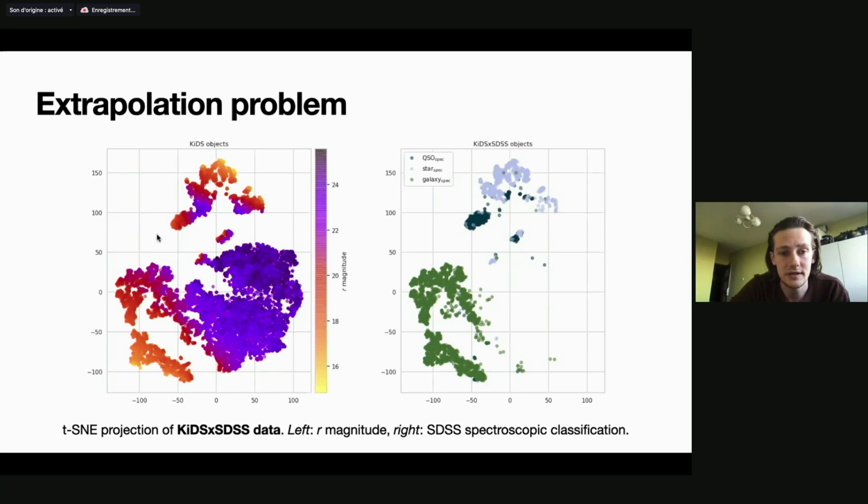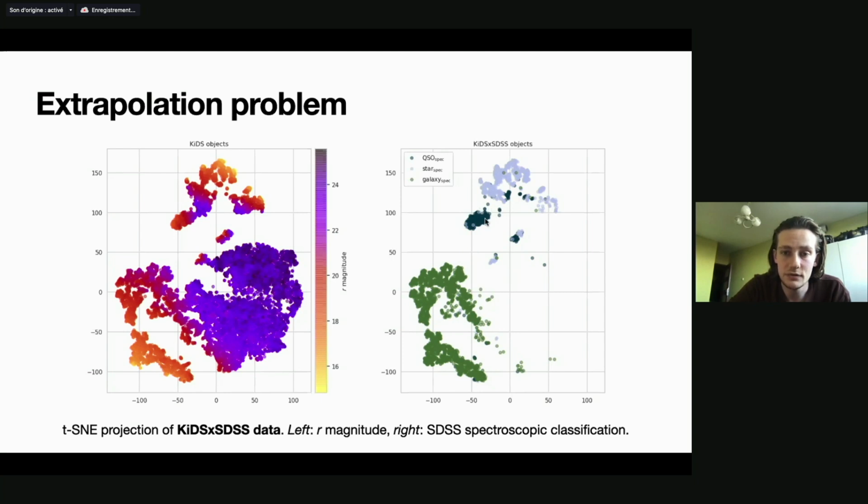And this is, on the left, the t-SNE visualization, so two abstract dimensions made of the whole feature space. On the left hand side is all the data in the Kilo-Degree Survey. On the right side is the training data, which comes from cross-match with SDSS. And this already shows the problem which we have with extrapolation in feature space. We either have to cut the data so that the inference data matches the training data, or we have to be careful about the extrapolation.